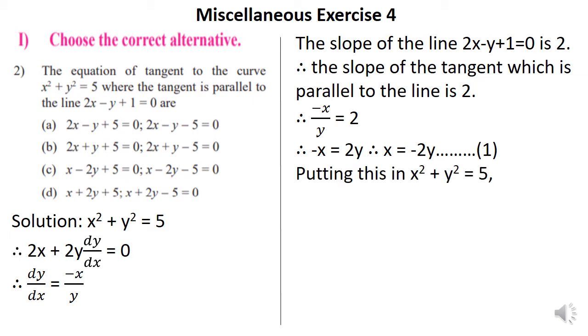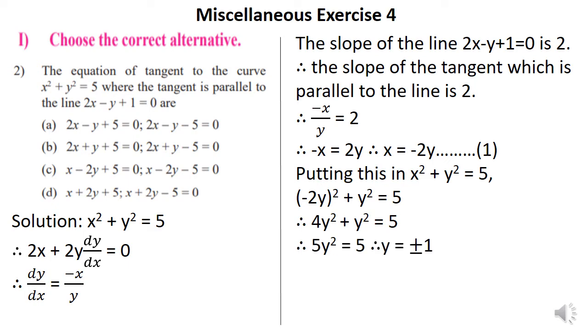Then putting x is equal to minus 2y in x square plus y square is equal to 5, we get the value of y like so. That is, y comes out to be either plus or minus 1. You can observe the steps for yourself. Now we have two options, two answers for x we can get. If y is 1, then x is minus 2. If y is minus 1, then x is 2. So in this way we get two answers for x.